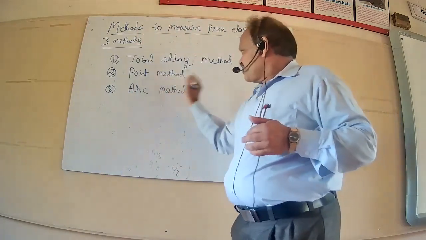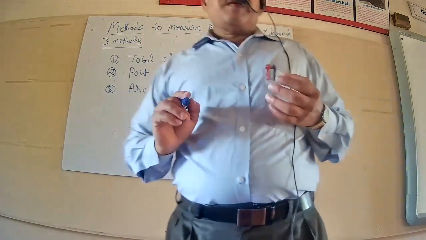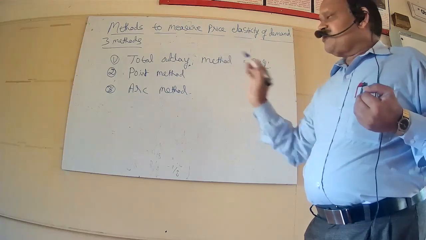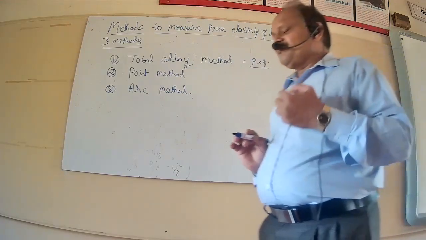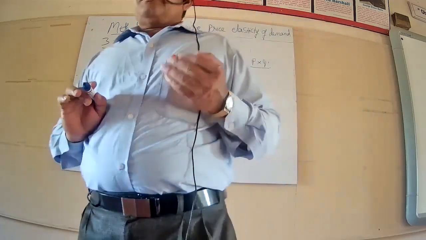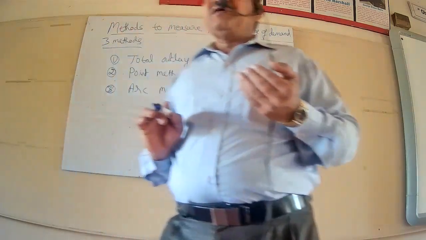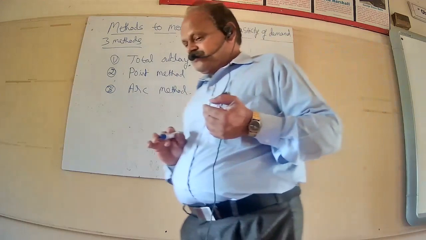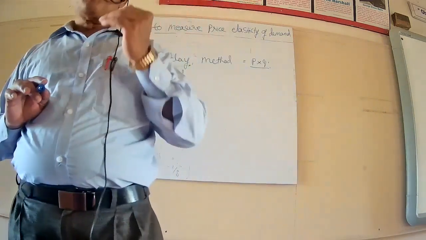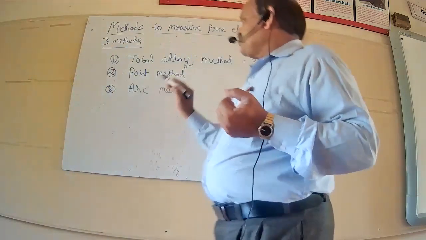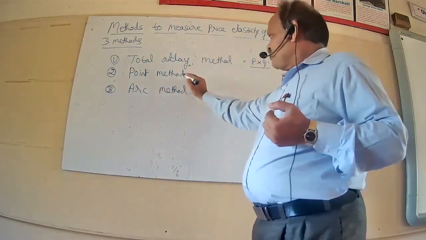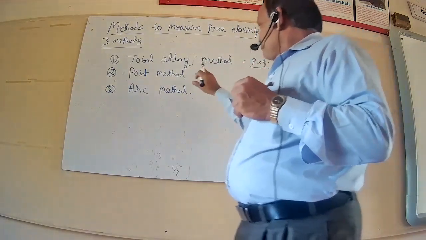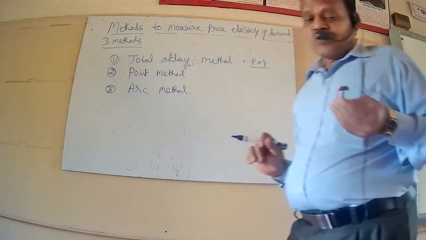Then, in case of point method, we'll find out the price elasticity of demand at a particular point of the demand curve. Point method is nothing but finding of price elasticity at a particular point. It means finding of elasticity and slope of a demand curve at a particular point. It is nothing but finding of the slope of a curve, that is demand curve, at a particular point. Here we'll make use of the simple formula, as well as we'll also go for the geometrical method.